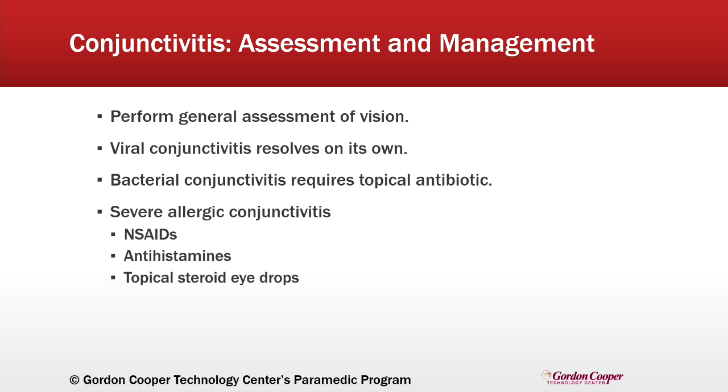So we'll do our general assessment on the patient's vision to understand the severity of the situation that we're dealing with. Viral conjunctivitis is usually going to resolve on its own, but could need some kind of symptomatic relief to help. There may be some eye drops or that kind of thing. Bacterial, however, requires topical antibiotics to treat the infection. Allergic conjunctivitis may require the use of steroids, antihistamines, and even a topical steroid placed on the eye to help get everything back under control.